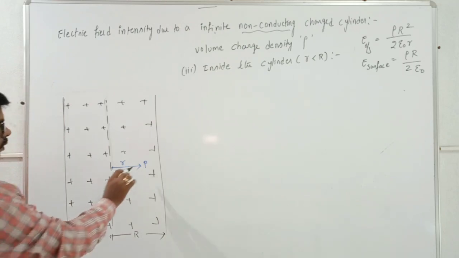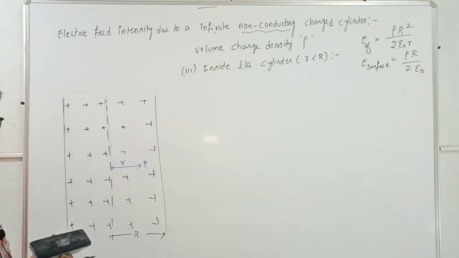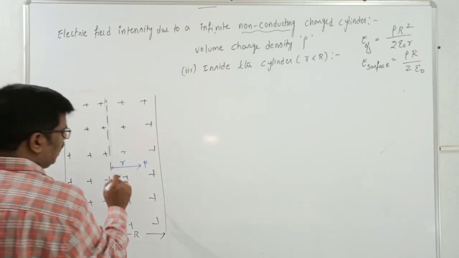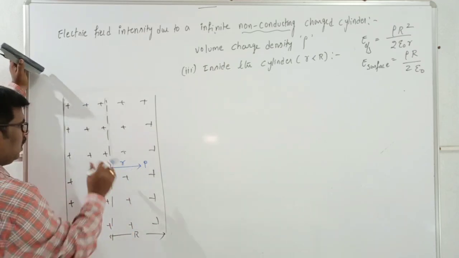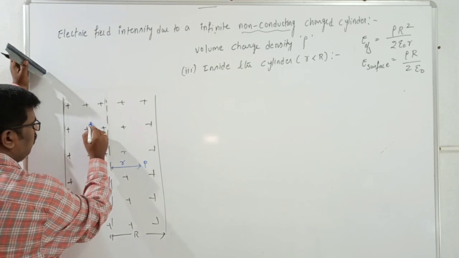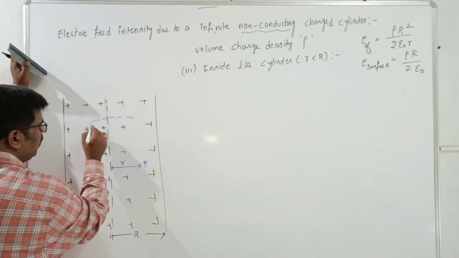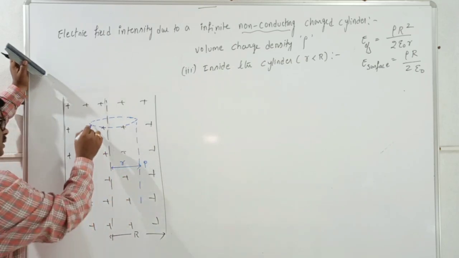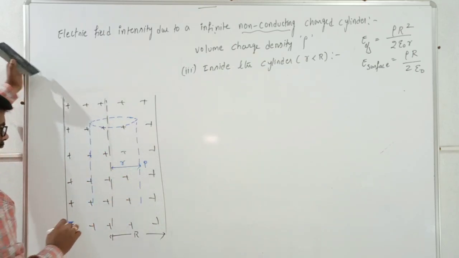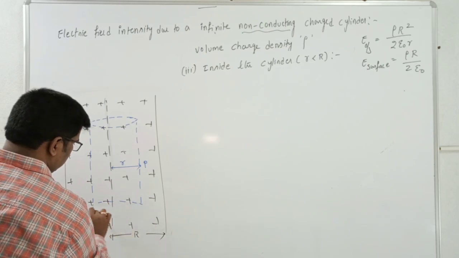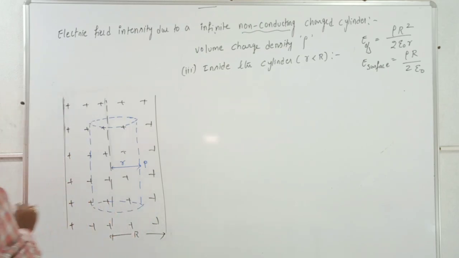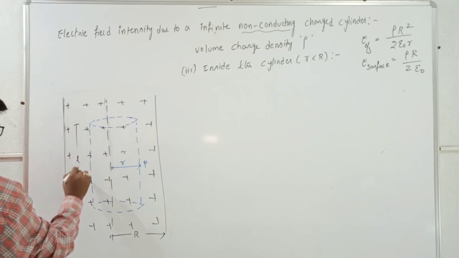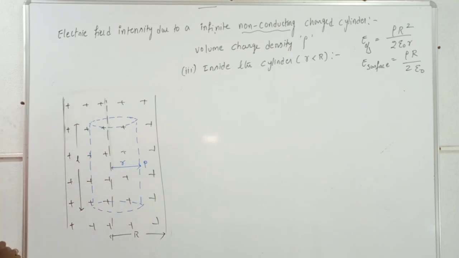Now if you want to find the electric field intensity at this point, you have to construct one Gaussian surface whose radius is small r and length is L. Now I am going to do that. Here I am considering one Gaussian cylinder whose length is L.